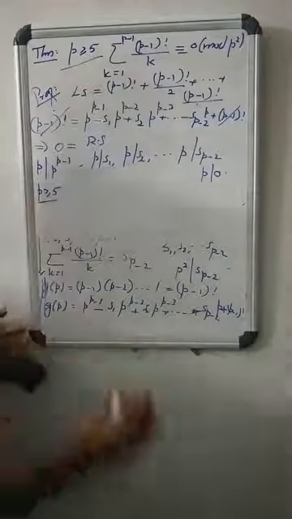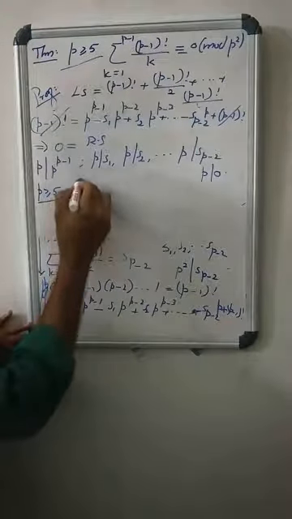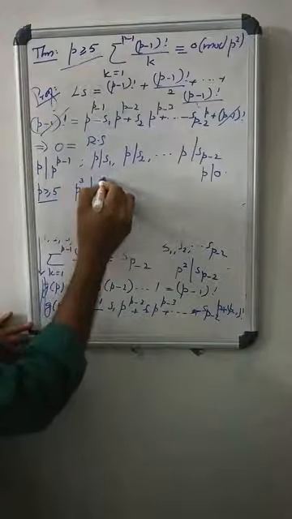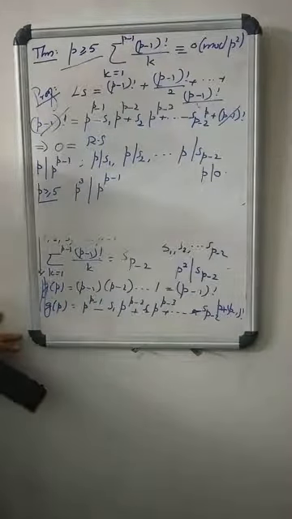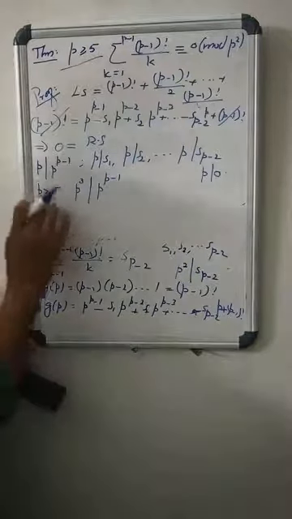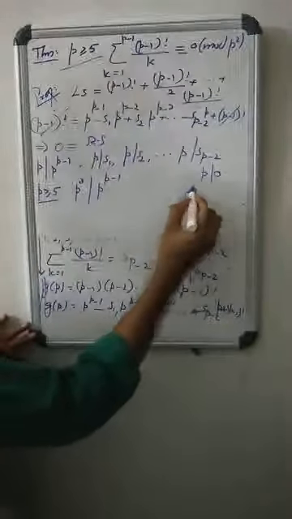Now, but the given condition is p greater than or equal to 5. For p greater than or equal to 5, surely p cube divides p power p minus 1. Why? When p equals 5, what happens? P equals 5 means it is 5 cube.